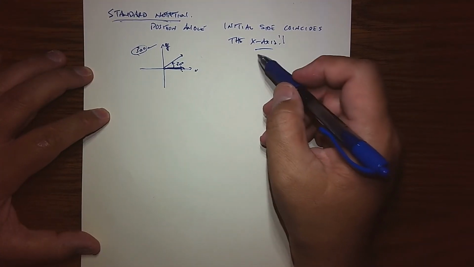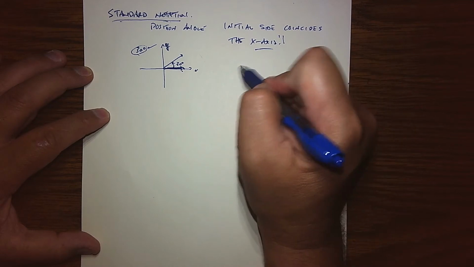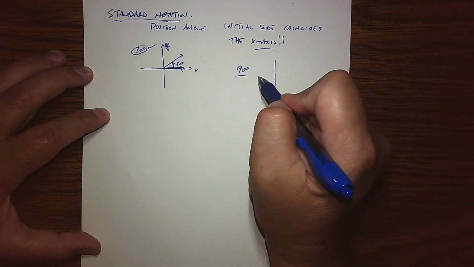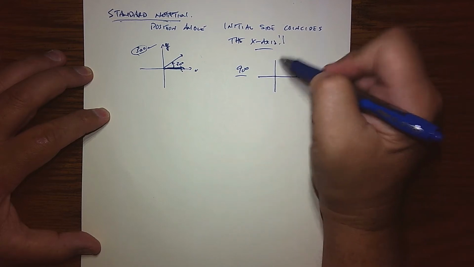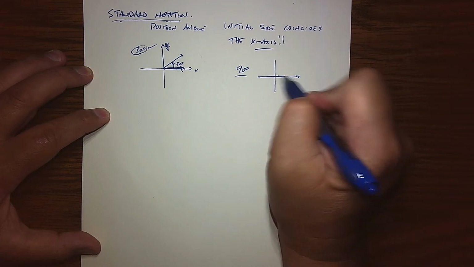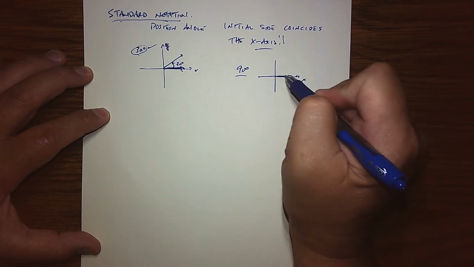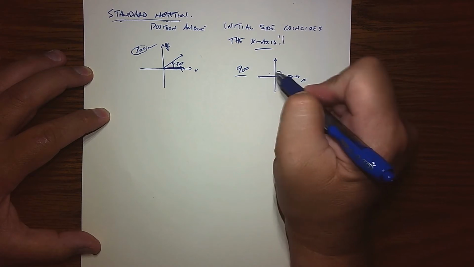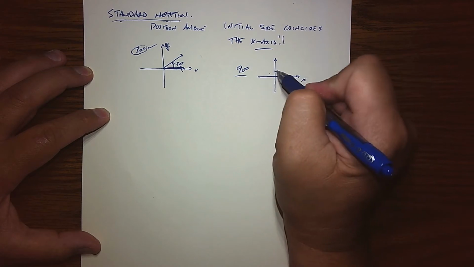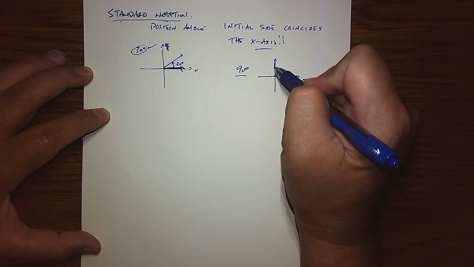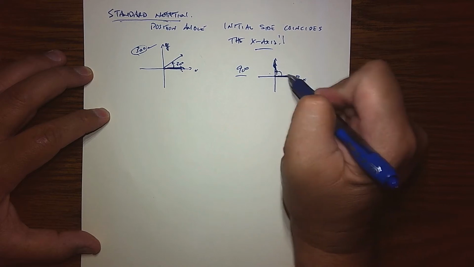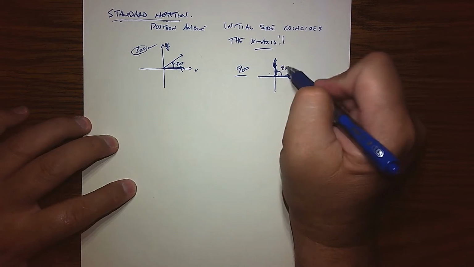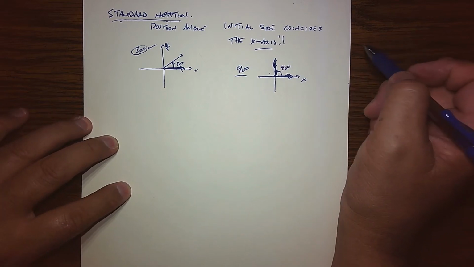So let's say we had a 90-degree rotation. My initial side will always start along the x-axis, and we're going to rotate. 90 degrees is basically a 1/4 full rotation, so it takes us along the y-axis. Hopefully we can see my initial and terminal side there. So there's our 90-degree angle, a 90-degree rotation.